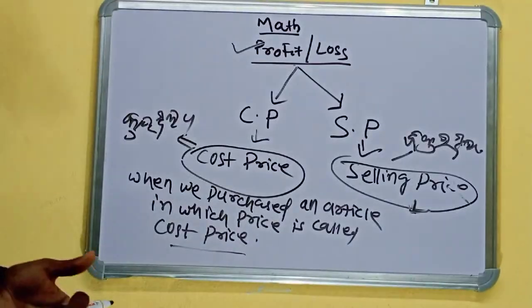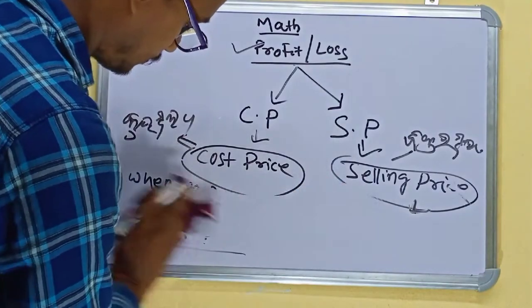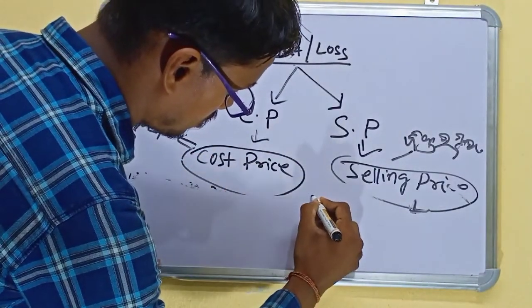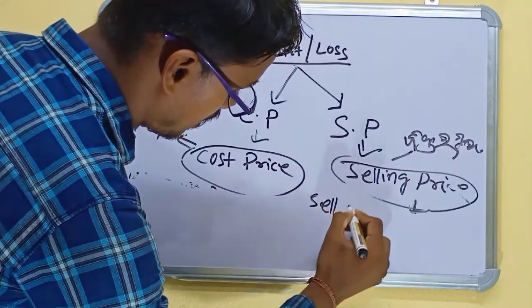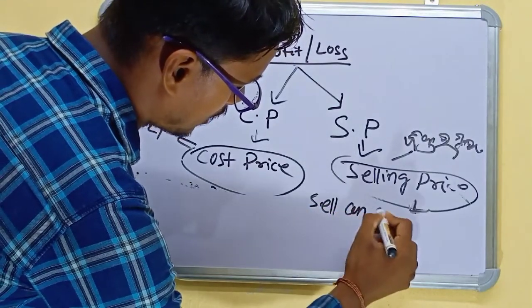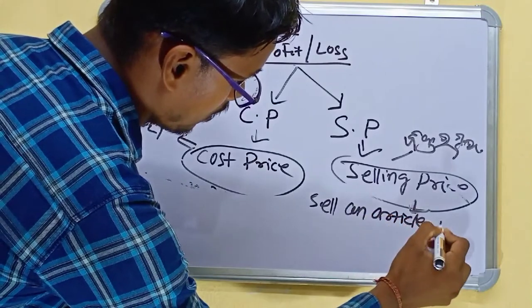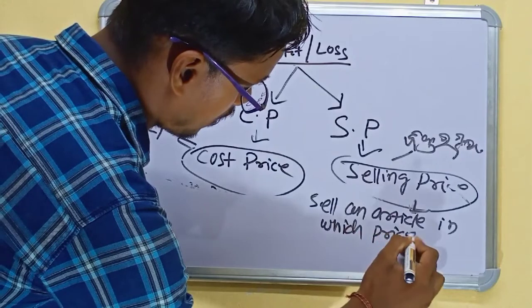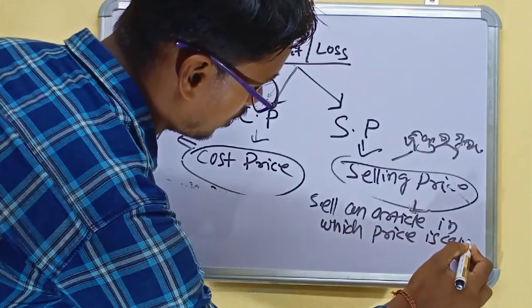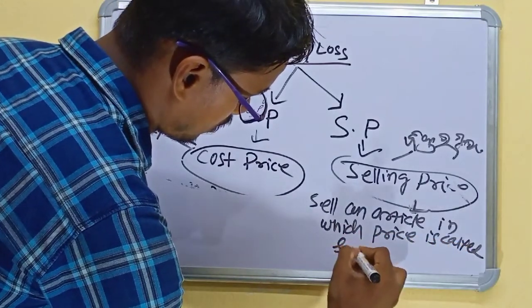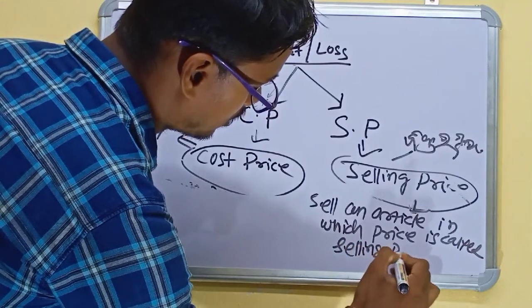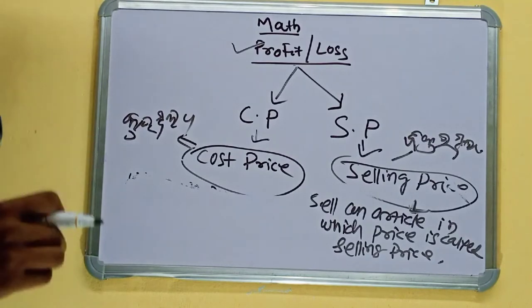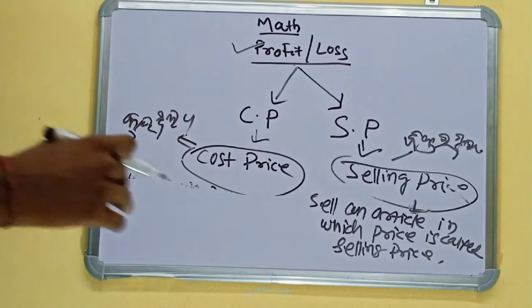And selling price, what is selling price? The price at which we sell an article is called selling price.